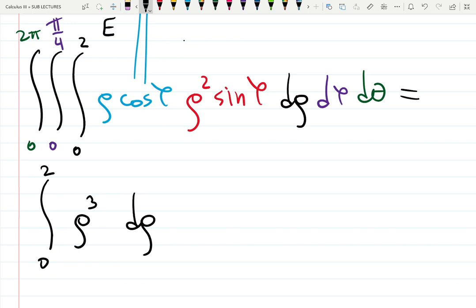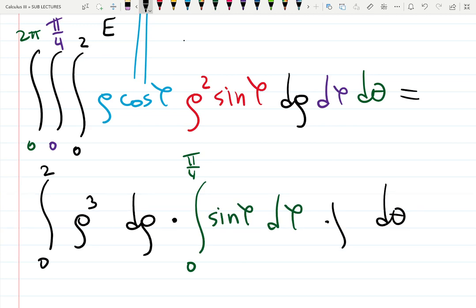Rho cubed, rho times rho squared, times, how about d phi? Phi is from 0 to pi over 4. What function with phi do you see? Same sine phi as last time, so it's going to be minus cosine. And the last one is your favorite one. d theta gives you immediately 2 pi. From 0 to 2 pi, and there is 1 inside. That's going to be 2 pi as always.